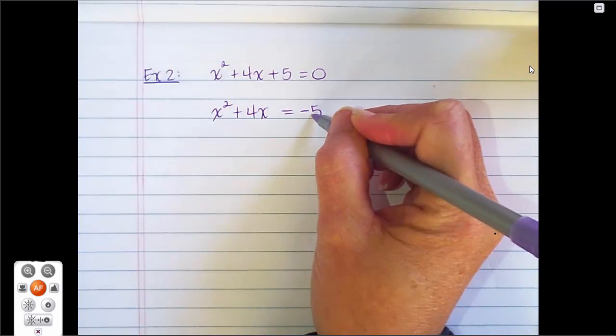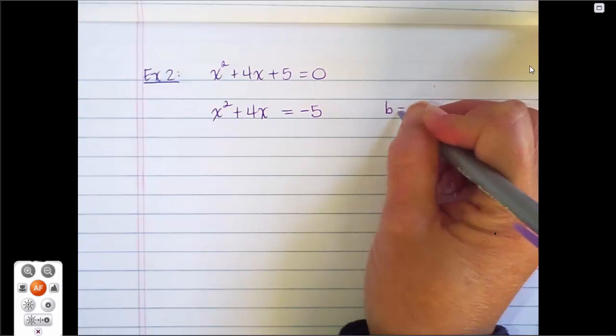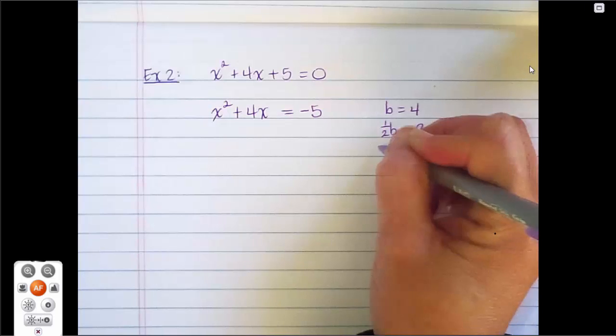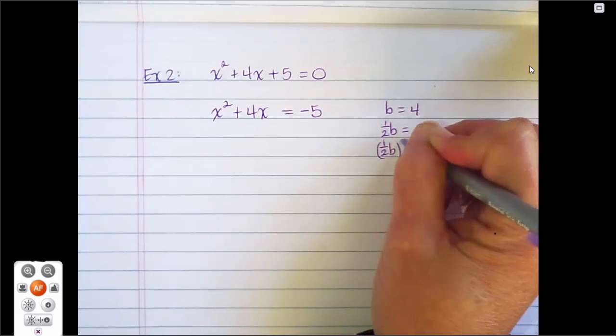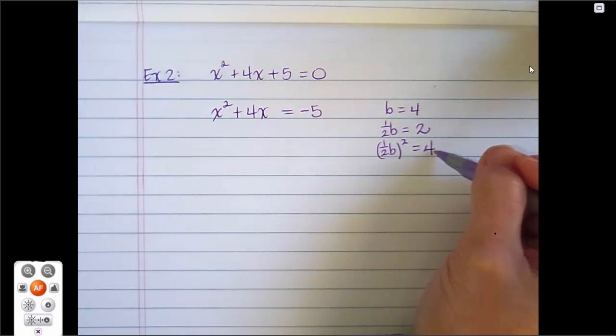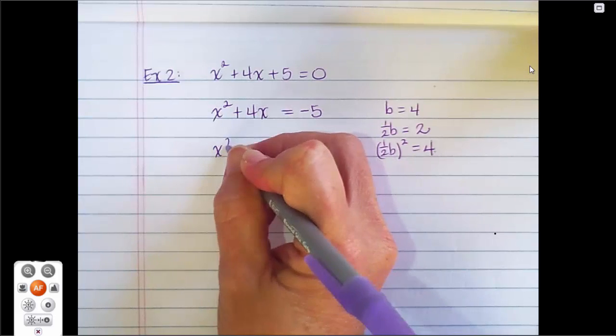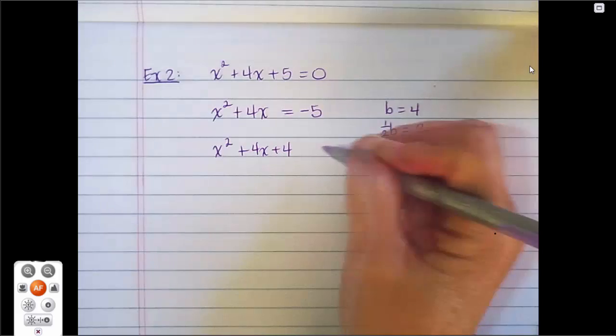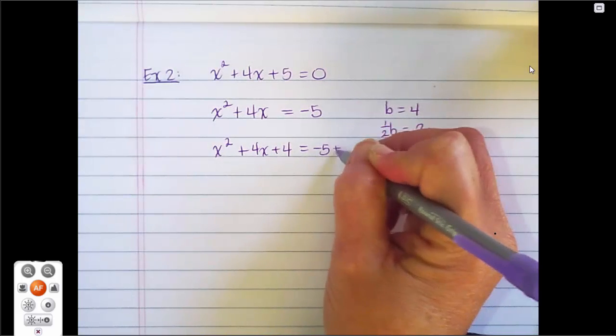My next step is to make the b list. b is positive 4, so half of b is positive 2, and half of b all squared is positive 4. From that b list, we add the half b squared to both sides. Now I have x squared plus 4x plus 4 equals negative 5 plus 4.